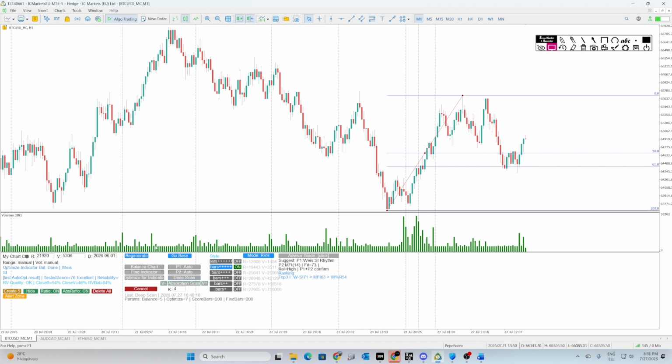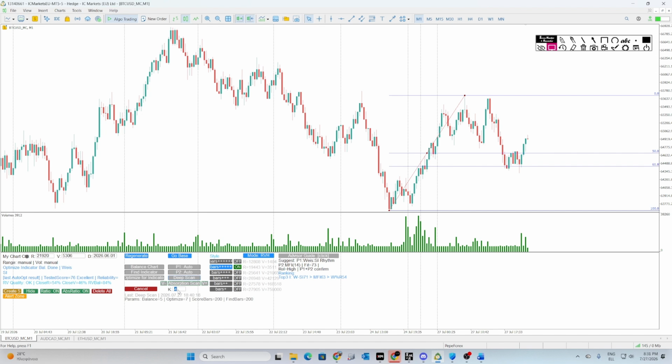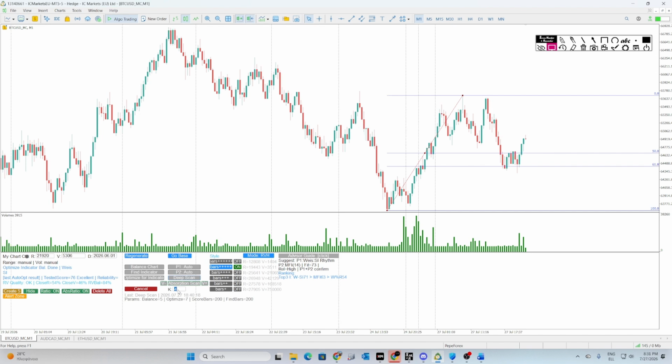This is a balance chart. Okay, I need first to set up the K number. What is the K number? It's the overflow. Okay, what does the overflow do? It will try to make bars of the same size to fix clusters with high volume and clusters with low volume. So depending on your instrument, this can be 2, 3, 4, or 5, somewhere around there. So I will leave it at 4.